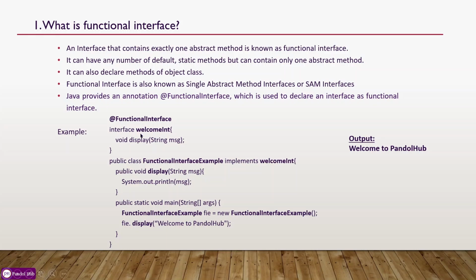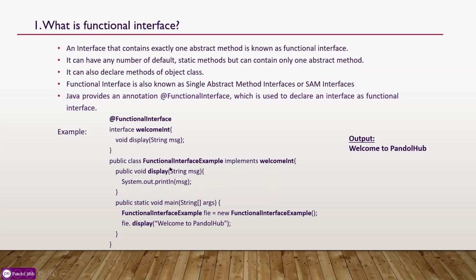Considering this example, you have an interface Welcome, which is followed by the annotation @FunctionalInterface. So it directly depicts that this is a functional interface. To provide an implementation for this abstract method, I'm going to create a class called FunctionalInterfaceExample, which is going to implement the functional interface. We already know that when a class implements an interface, we need to define all the abstract methods available in it in our class.